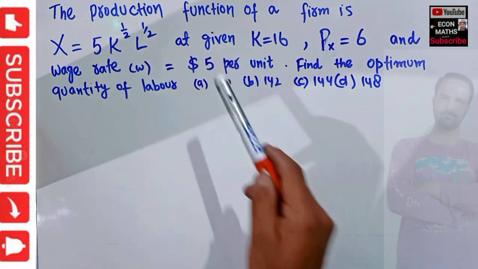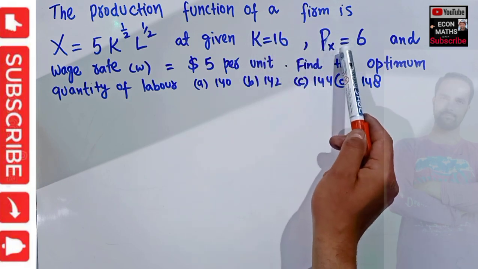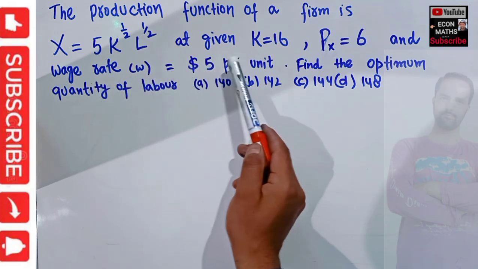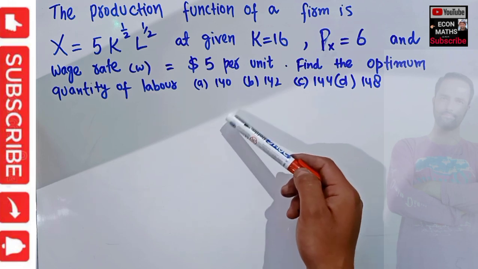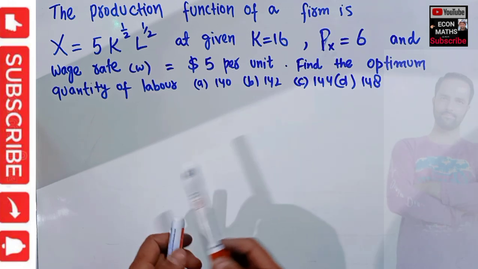We are being given that units of capital is 16, the price of output, that means price of X, is 6, and the wage rate is 5 per unit. We have to find out the optimum quantity of labor. The options are 140, 140, 144, and 148. We need to choose the correct option.